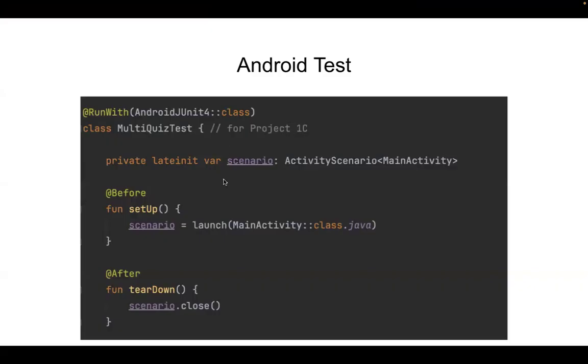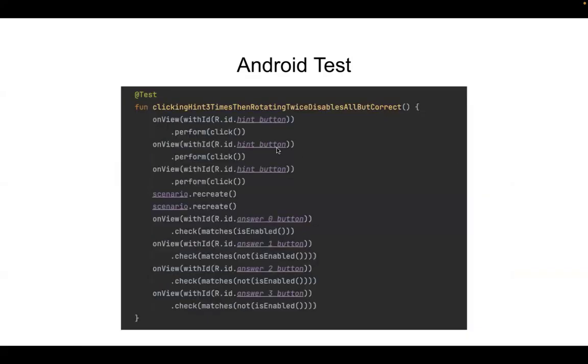All right, so in project 1C, you will see that there's a thing called setup and tear down, and this is for all Android tests. This is what you want to do when you set up. What is the first thing you want to do when you actually run these tests? This is actually launching the main activity. And then after you're done with the testing, you'll have to close your test. So tear down is what you do at the end. And now let's look at a couple of tests.